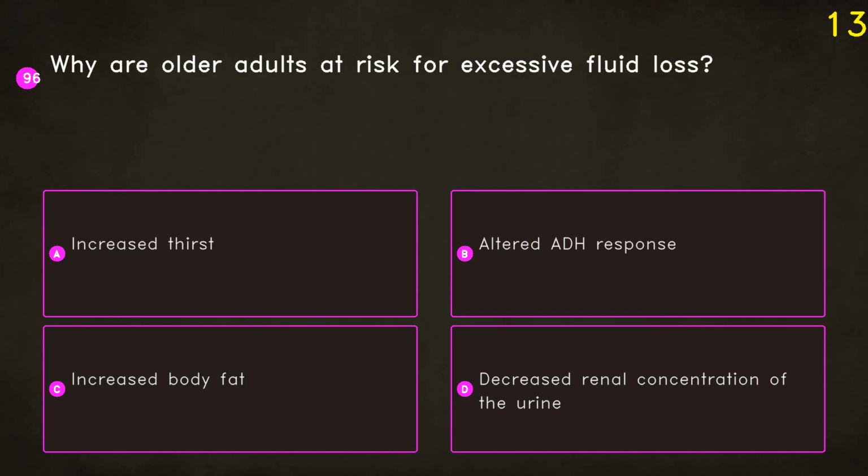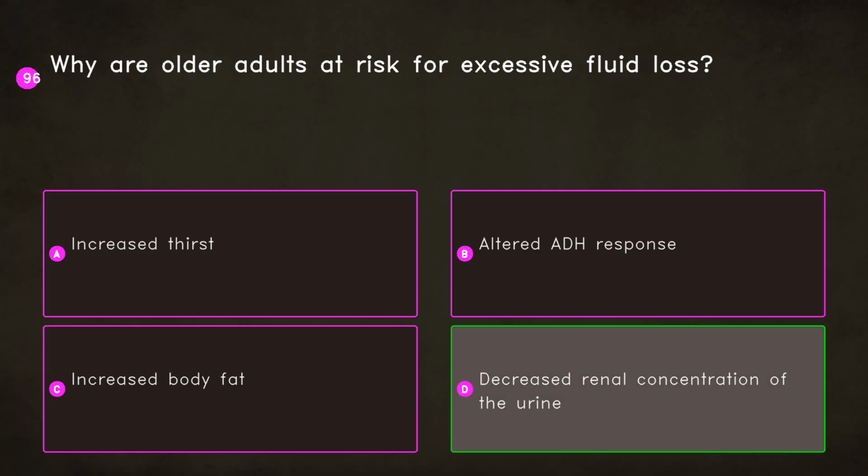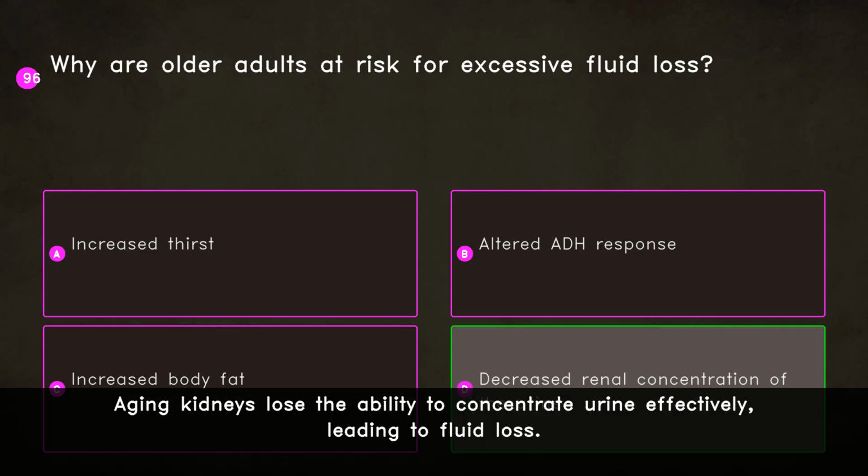Question 96. Why are older adults at risk for excessive fluid loss? A. Increased thirst, B. Altered ADH response, C. Increased body fat, D. Decreased renal concentration of the urine. The correct answer is decreased renal concentration of the urine. Aging kidneys lose the ability to concentrate urine effectively, leading to fluid loss.